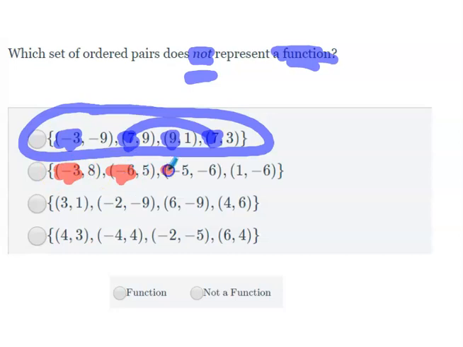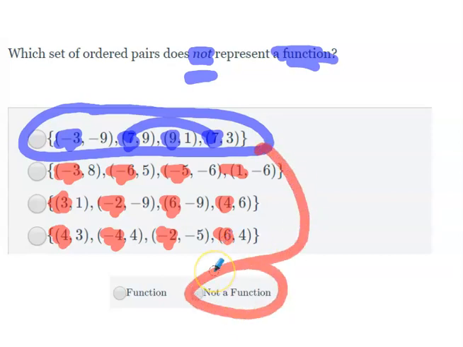Negative 3, negative 6, negative 5. Those are good ones. 3, negative 2, 6, 4. They'll be good too. You know what I'm saying? And then 4, negative 4, negative 2, and 6. So none of those x's repeat in those equations. So the only one that's not a function happens to be that first one.